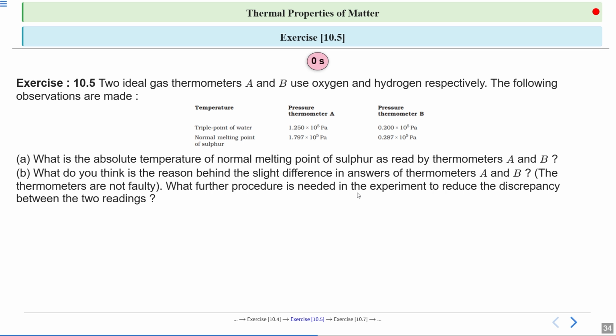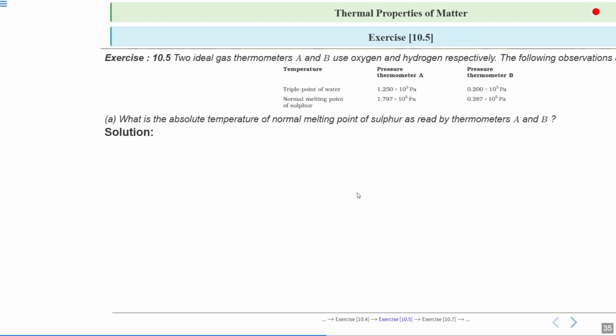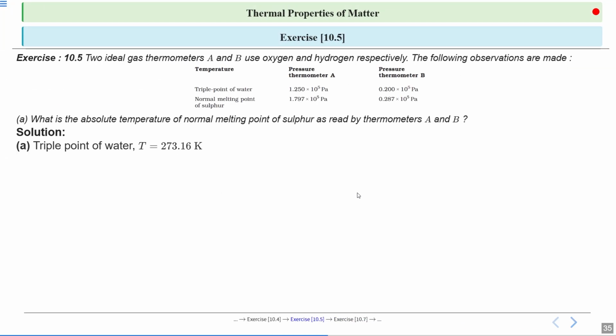Let's see the solution of this question. So, A. The question asked about the readings. What is the absolute temperature of the normal melting point of sulfur as read by thermometers A and B? So the triple point of water, that is T equal to 273.16 Kelvin. Pressure in thermometer A at the triple point is Pa equal to 1.250 into 10 raised to the power 5 Pascal. All right. So this is the pressure.